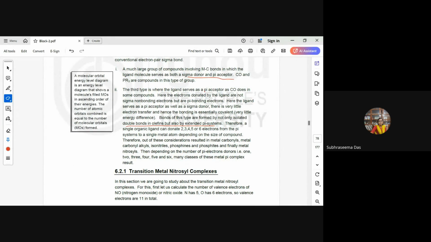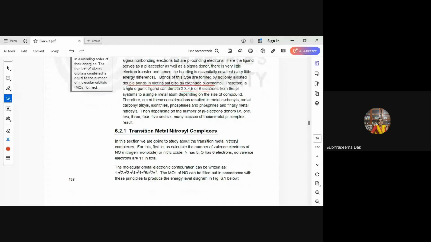A single organic ligand can donate 2, 3, 4, 5 or 6 electrons from the pi systems to the metal, depending upon the size of the metal. Then, depending on the number of pi electron donors, 1, 2, 3, 4, 5 and 6, many such metal pi complexes have resulted.